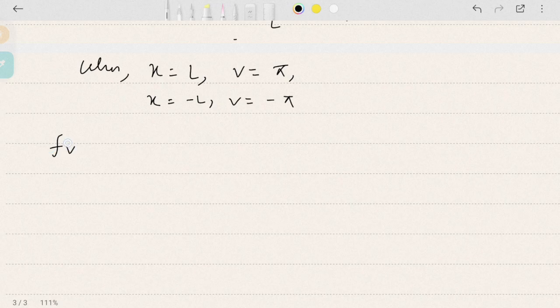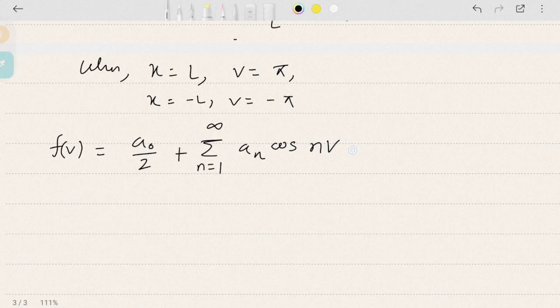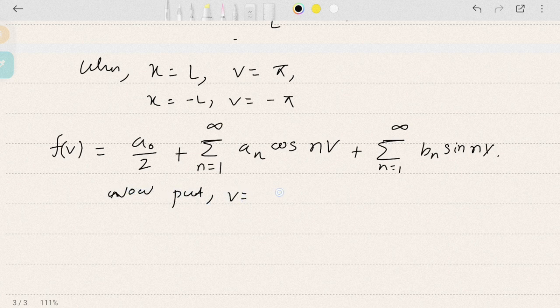So f of v is nothing but a function with period 2 pi. So the Fourier series is this: an cos nv plus bn sin nv, that's it. Now put v is equal to pi x by l here, in f of v here. Okay, we get what?